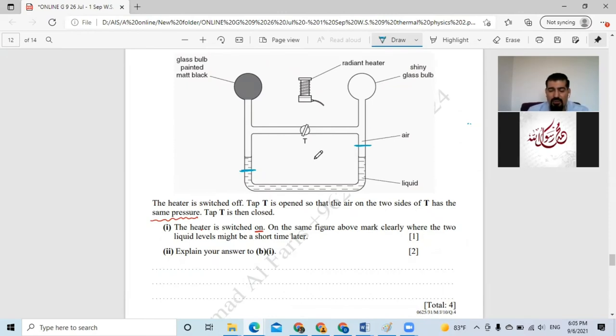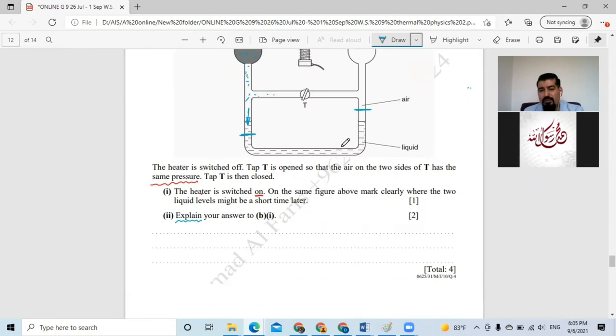But why did this happen? Explain your answer. As the heater is turned on, the one which is painted black absorbs more heat than the one which is shiny. So the air inside gets more heat. As it gets more heat, it will expand and move faster to make greater pressure, which pushes the liquid level down more than in the shiny bulb. Okay, so again, how can we explain this?